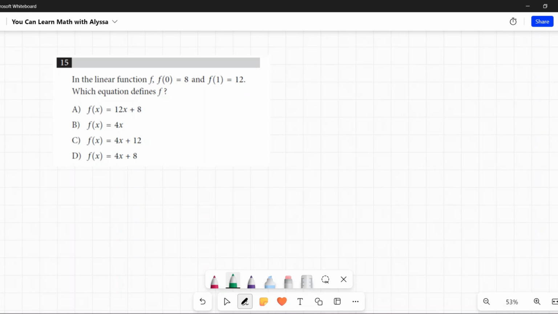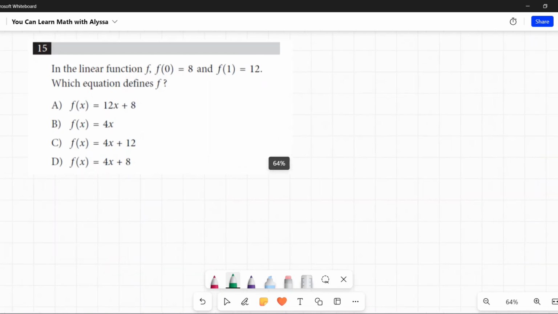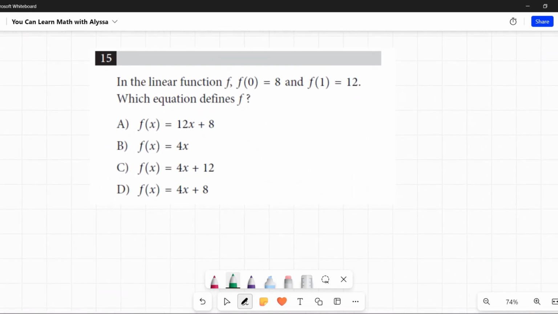Number 15, in the linear function f of 0 equals 8 and f of 1 equals 12. Which equation defines f? Okay, when you have a function, you say f of 0, it means you're plugging 0 in for x, you do the math, and then you get 8 as a result. Plug 1 in for x, do the math, get 12 as a result. So we are going to test each of these and see which of these makes that true. I'm going to start with 0. I'm going to plug 0 in to each of these where there's an x, do the math, and see if I get 8.